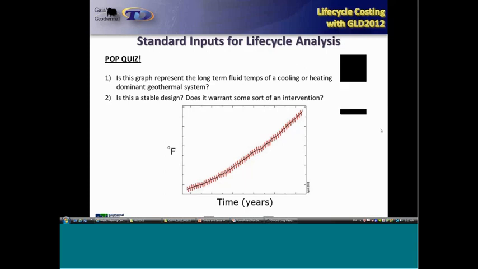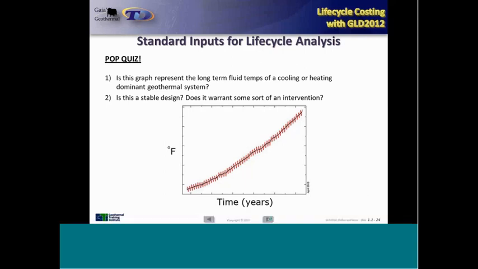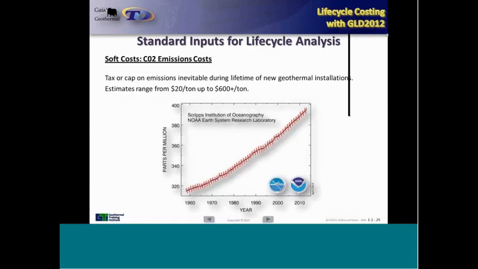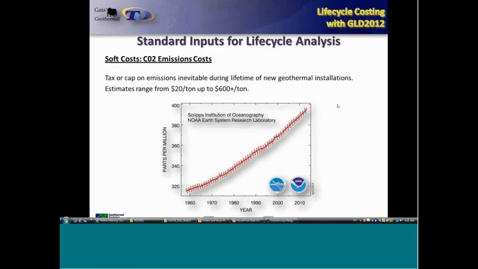But I actually have to tell you the truth, I kind of tricked all of you because we're actually not looking at a geothermal system. What we're looking at are the CO2 emissions in the world as measured in Hawaii over the past 50 years. This is the Keeling curve, and this year we've achieved 400 parts per million CO2 concentration in the atmosphere, and predictions are it's going to go up and up and up. So the reason why I show this is to introduce another soft cost, CO2 emissions costs.